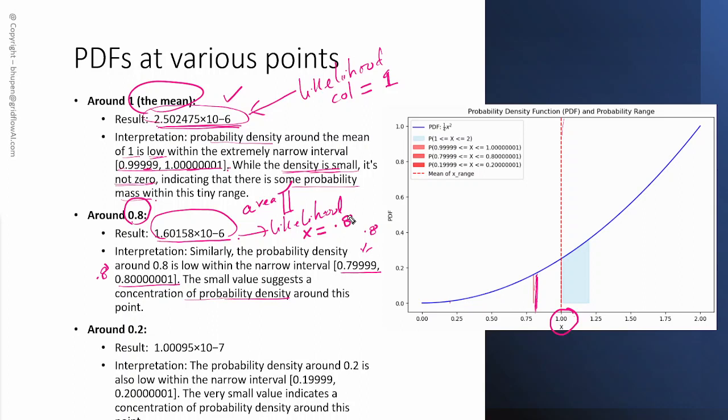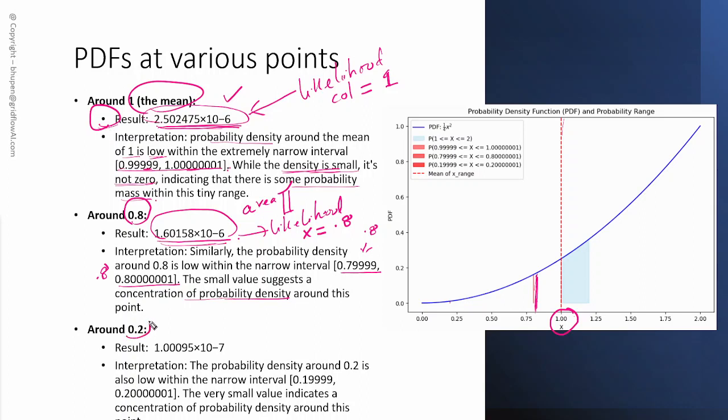Let's compare the two. Here, this one and this one. Notice which value is higher. The value around 1, the probability density is higher. That means it's more likely that the column will have a value of 1 than the column will have a value 0.8. That's what it means.